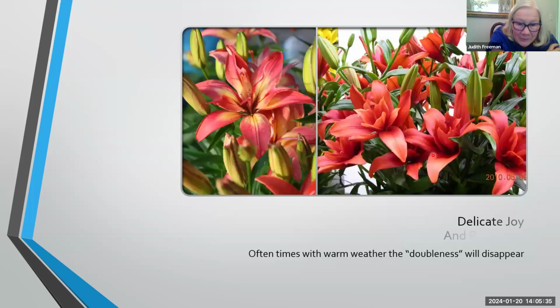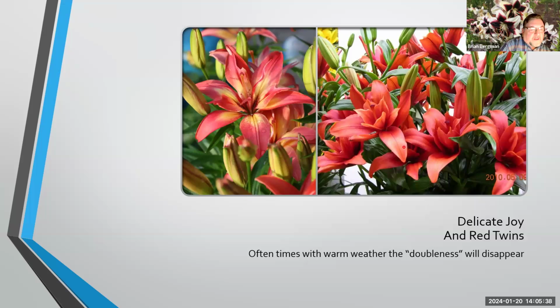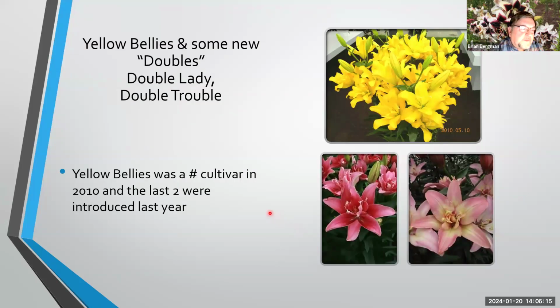Right. Okay. These are two that are very popular. One is a pot lily, Delicate Joy on the left, and Red Twins. Both of these, especially Red Twins, look really nice here. You see those petaloids, they will look more like the one on the left if they're out in the garden and it's a hot summer. That doubleness will totally disappear, and that redness becomes washed out, or orange. And the same with Delicate Joy. Basically, Delicate Joy is a pot lily and not a garden lily. Okay, next. And these are some more of the doubles that are coming out.